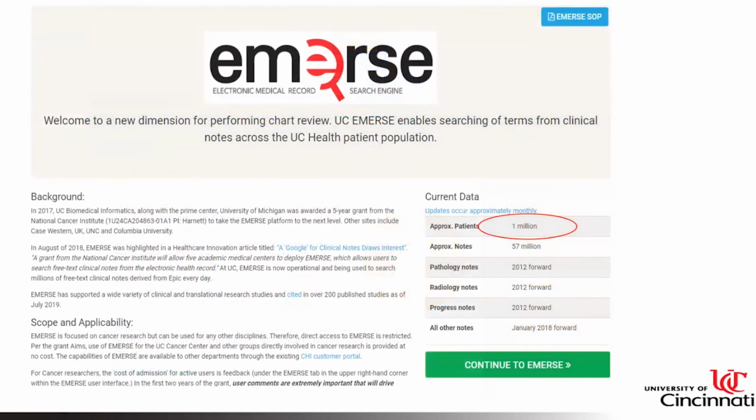This is our standard operating procedure. You have to go through and test that you're doing the right thing. And there's even more details once you get inside, because once you get inside, you can see all of these notes. So there's lots of rules around how you use the system and what you search on, and it's all tracked. Again, there we have 1 million patients, 57 million notes currently.